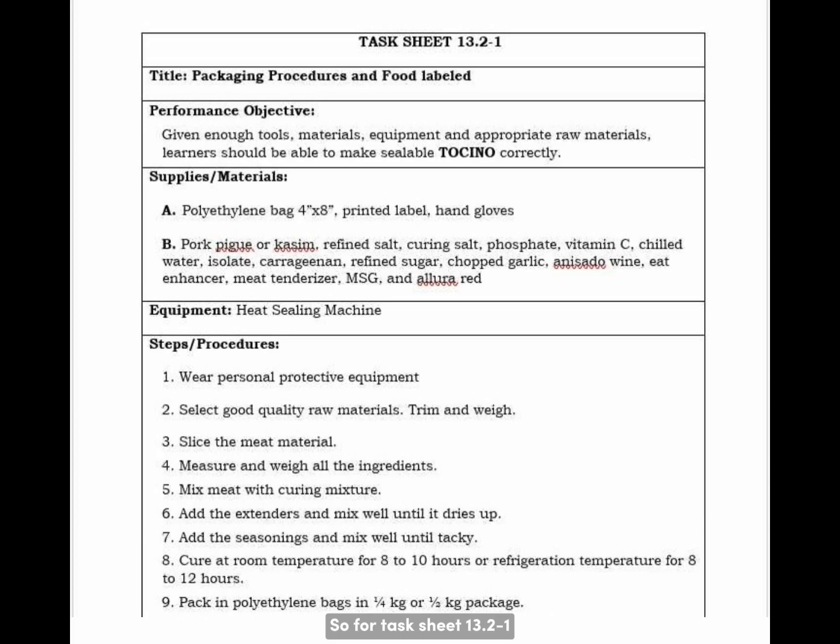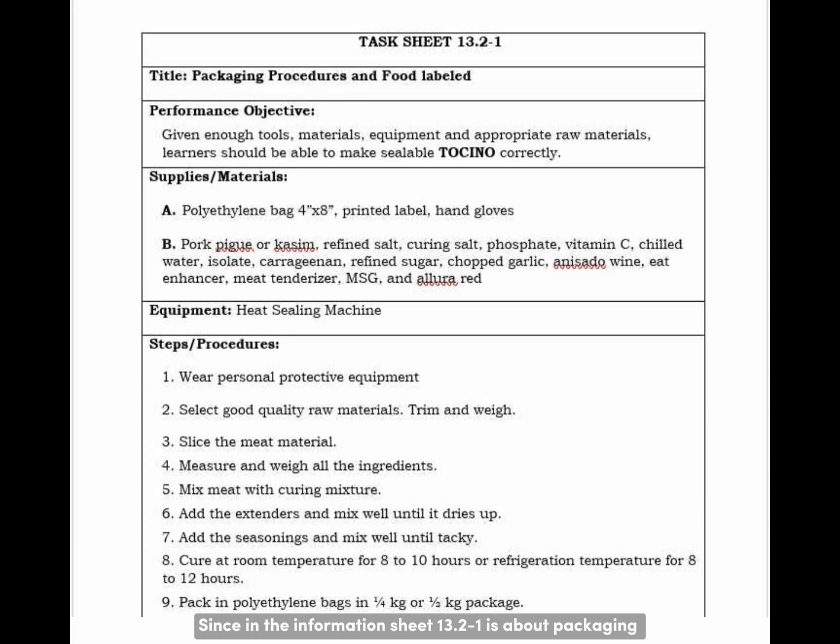So for task sheet 13.2-1, the title is about packaging procedures and food label. Next is, given enough tools, materials, equipment, and appropriate raw materials, learners should be able to make sealable tocino correctly, which are the performance objectives. The supplies or materials are those things they need for accomplishing the task sheet, such as the ingredients and tools for making tocino, also for its packaging and labeling.